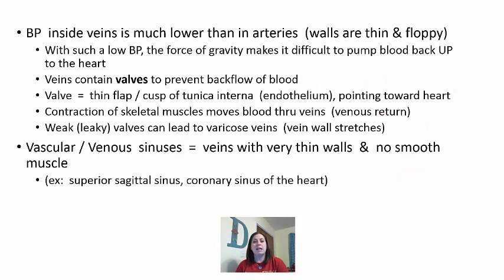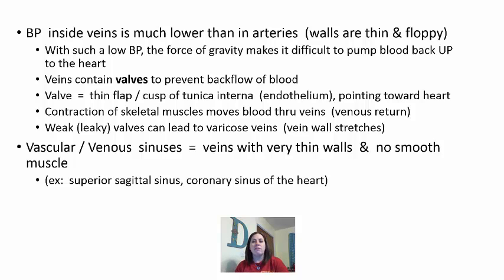Now, blood pressure inside the veins is much lower than in arteries, so this is why the walls are going to be a lot thinner and floppier than we saw in arteries. With such a low blood pressure, though, the force of gravity makes it difficult to pump the blood back up to the heart. So that structure we just talked about, the valve, is there to help prevent the backflow. The valve is a thin flap or cusp of the tunica interna, and it's always going to be pointing towards the heart. All right, so this allows the movement of the blood to go towards the heart.